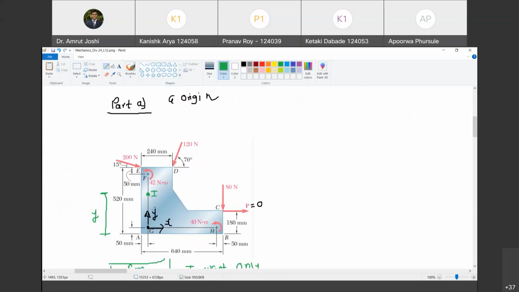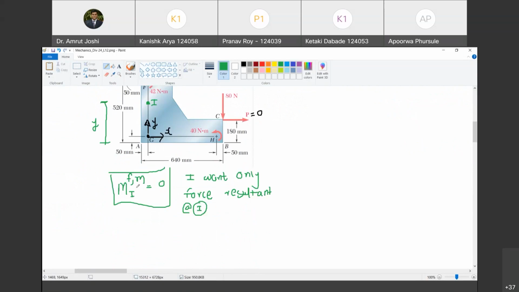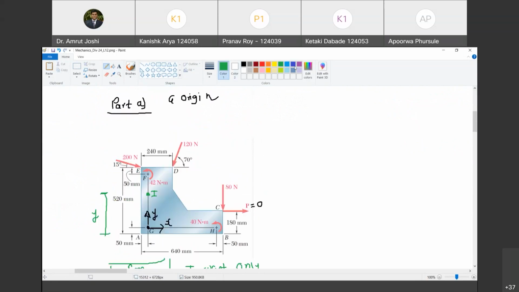So let us write down the moments of all the forces about point I. To do that, I will have to resolve these forces along the x and y directions. So what is the x component of this 200 Newton force? Can you tell me? 200 cos 15. Yes, 200 cos 15, the component adjacent to the angle theta being cos theta. And we are going to maintain color code. What is the y component of this 200 force? 200 sin 15, sir. Sine 15, right?